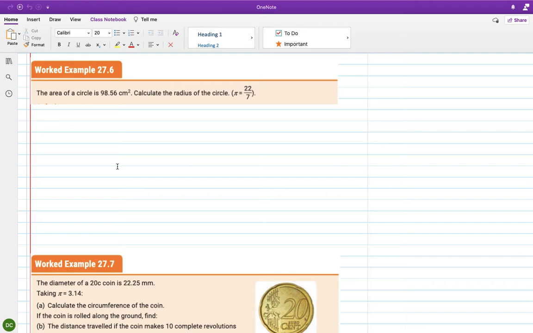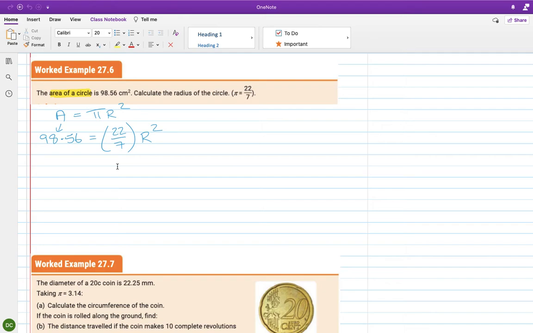So the area of a circle. The fact that it says area of a circle, I write down my area of a circle formula. The area of a circle is 98.56 centimeters squared. Calculate the radius of the circle, and they tell us to use pi equals 22 over 7. Okay, so we know A. It is 98.56 equals, we know pi, they want us to use 22 over 7, and then we have r squared.